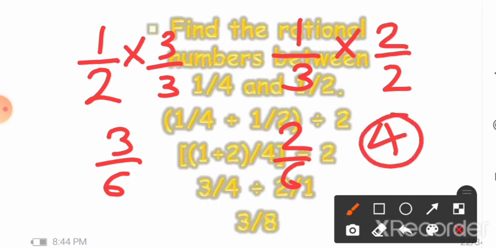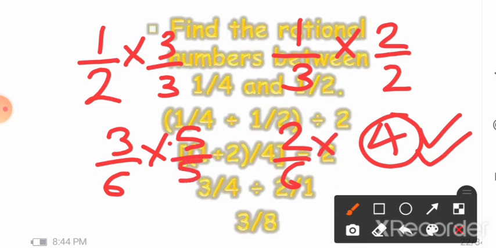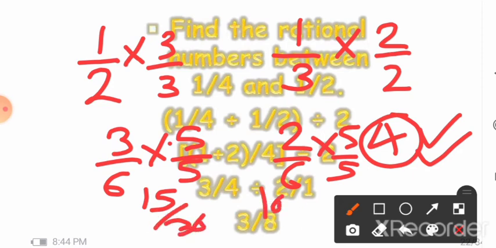If calculating n rational numbers, multiply the numerator and denominator by n plus 1. In this situation, calculating four rational numbers, 4 plus 1 means 5 by 5, and the other also 5 by 5. So 5 times 3 is 15 upon 30 and 5 times 2 is 10 upon 30.